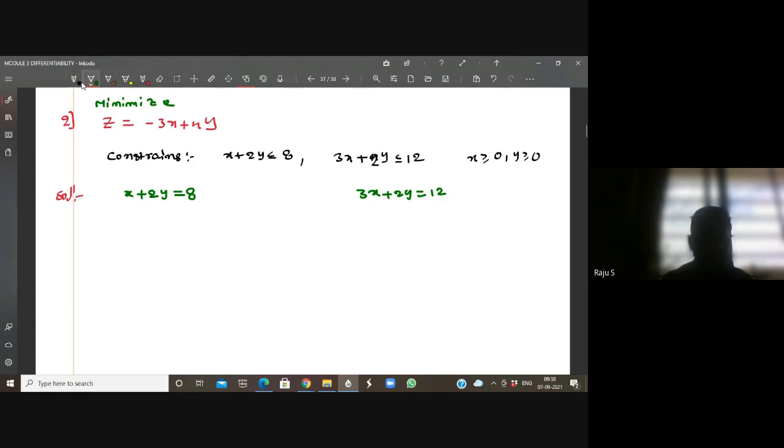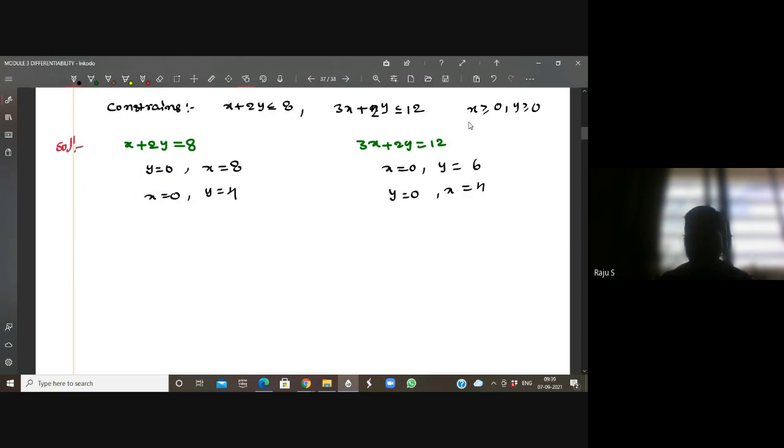Now, when I take y is equal to 0, then x value is 8. And x is equal to 0 here. First, you have to draw the graph. Like y is equal to 4. In the same way, you put x is equal to 0. What is y value? 6. When y is equal to 0, x value is 4. And x greater than or equal to 0, y greater than or equal to 0.